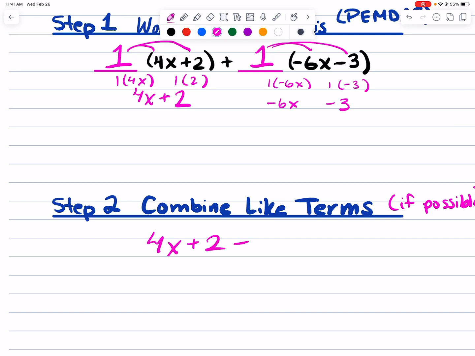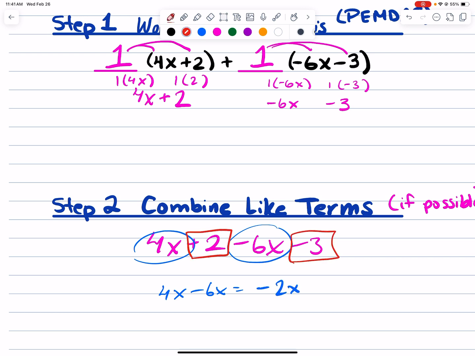4x plus 2 minus 6x minus 3. So 4x minus 6x, I see different signs, so negative 2x. And in the red, I see 2 minus 3. So that should be negative 1. So that should be negative 2x minus 1.